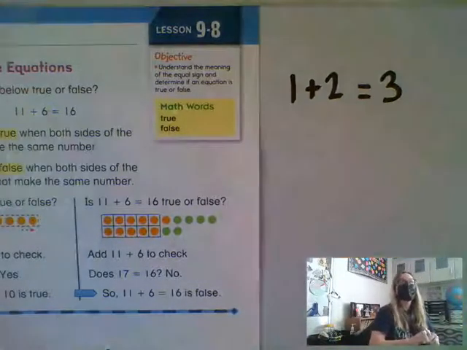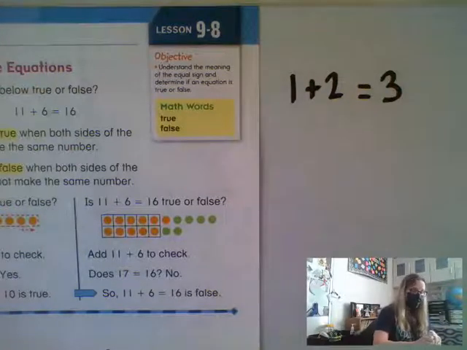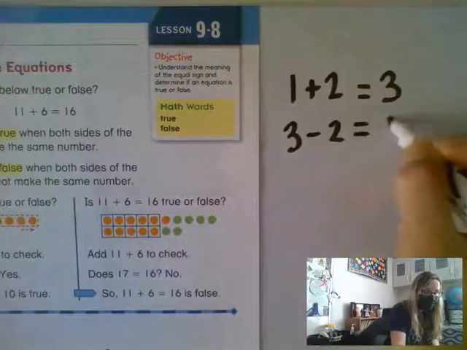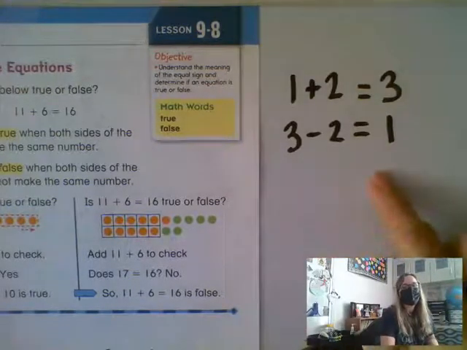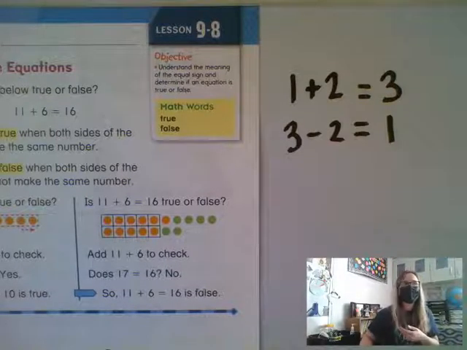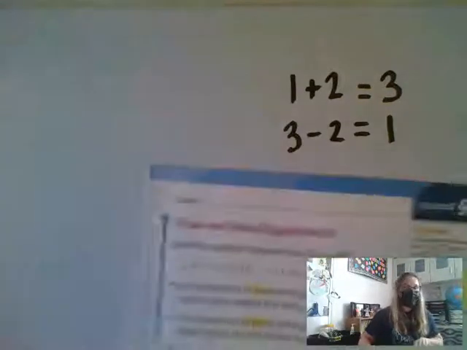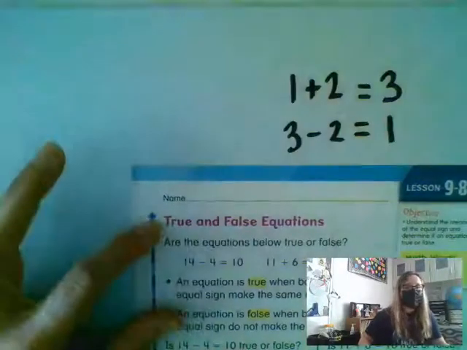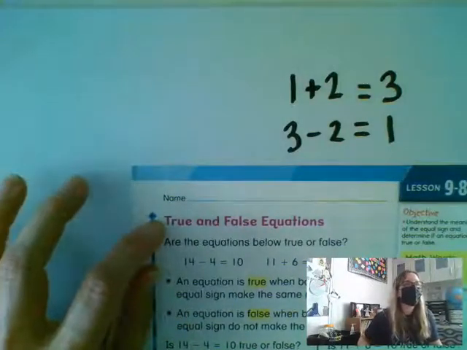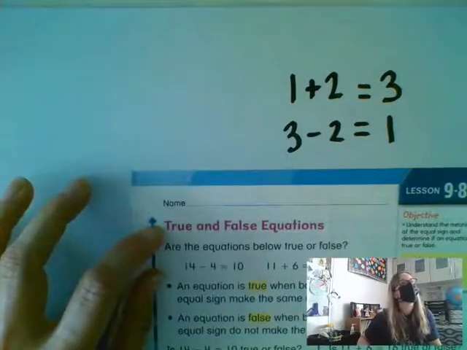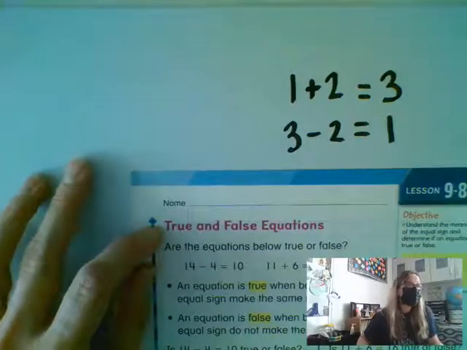We also have subtraction equations. We could have 3 minus 2 equals 1. It is a number sentence that has an equal sign in it, so it is an equation. Now let's talk about the words true and false. What does it mean if something is true? Noah? It's the right answer. It's correct.